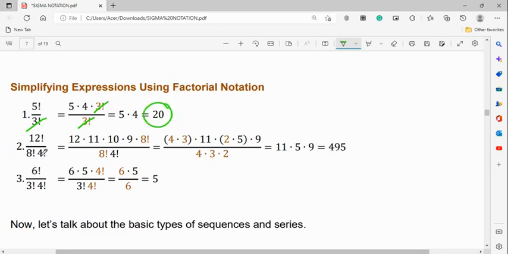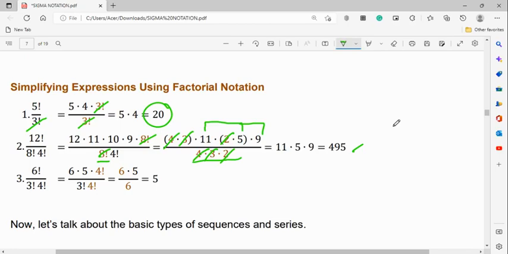Okay? Here naman, dito sa number 2, we can observe na the largest factorial here is 8 factorial in the denominator. So, pwede natin tanggalin immediately. So, anong natira? 12, 11, 10, 9 sa numerator. And rearranging the numbers. Factoring 12 gives us 4 times 3. Factoring 10 gives us 2 times 5. And we observe that 4 factorial is 4 times 3 times 2. Then we can remove these numbers here. So that left are 11, 5, and 9. Multiplying them, getting the product 495.